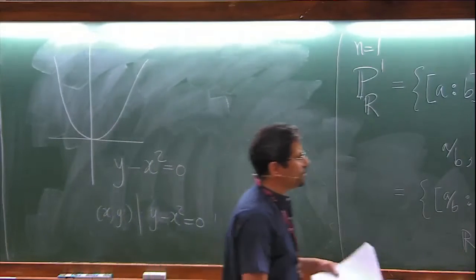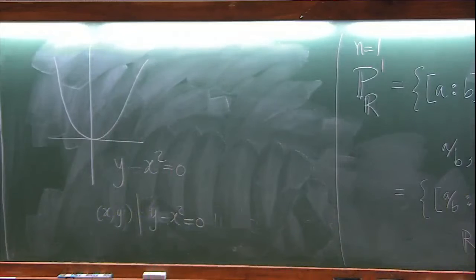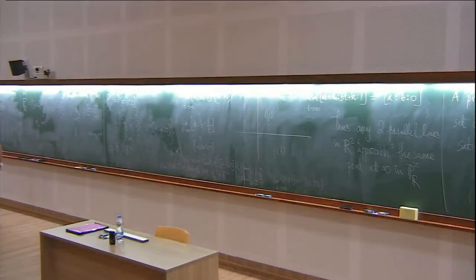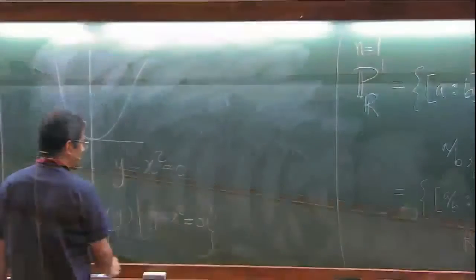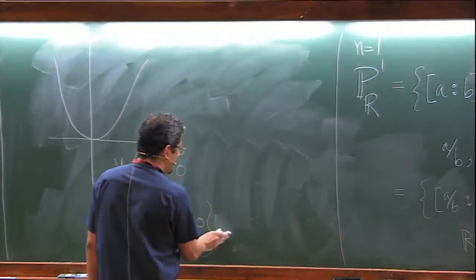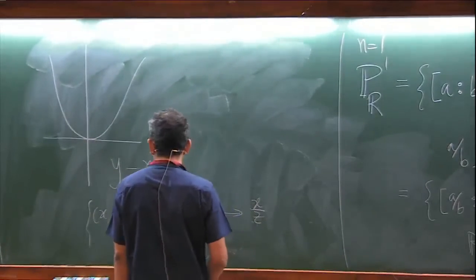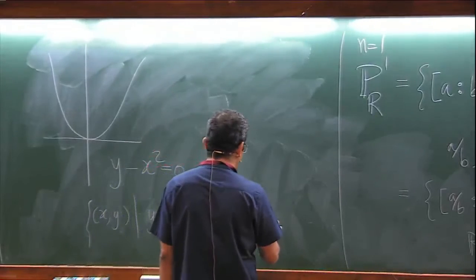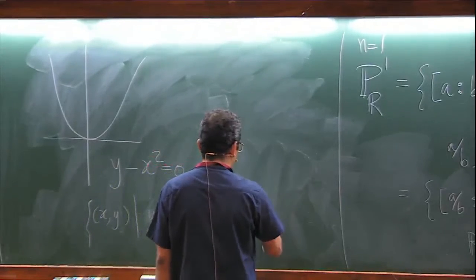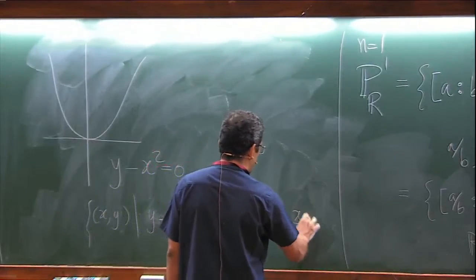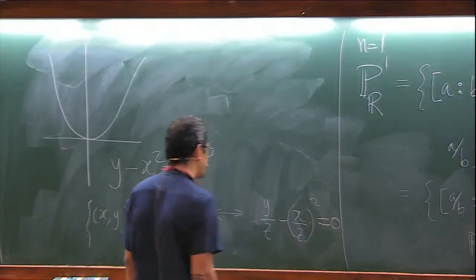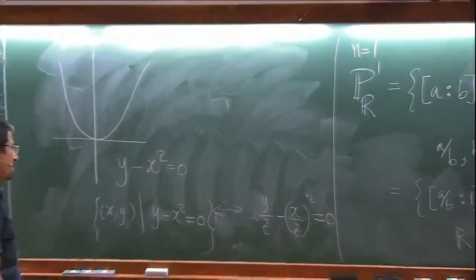But that's not what I should do. I should now try to go back here. So x comma y satisfying some condition. Well, think of it as x colon y colon 1, and then you get a point in P2. So that means you get a condition in P2. So this is almost the same as looking at, I'll introduce the symbol, y by z minus x by z whole square is equal to 0.